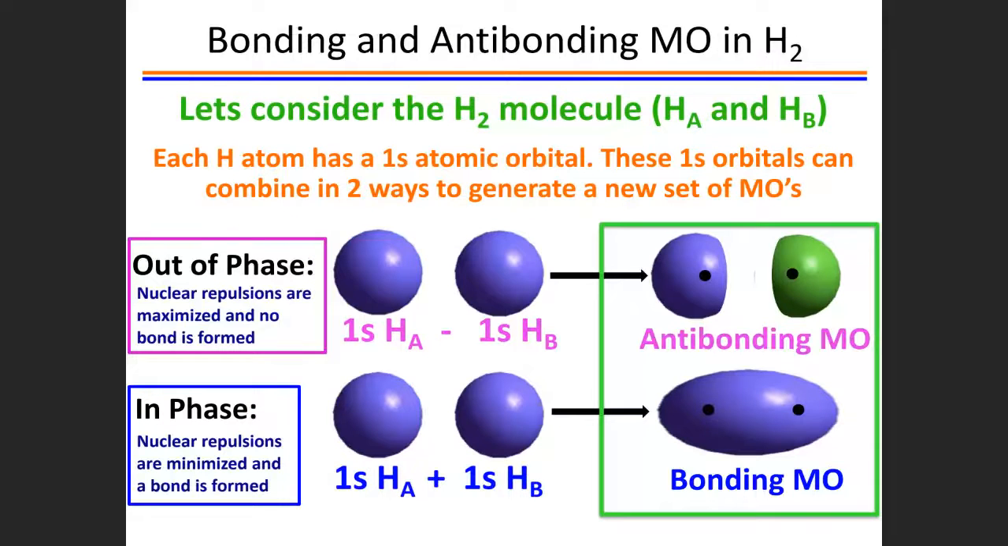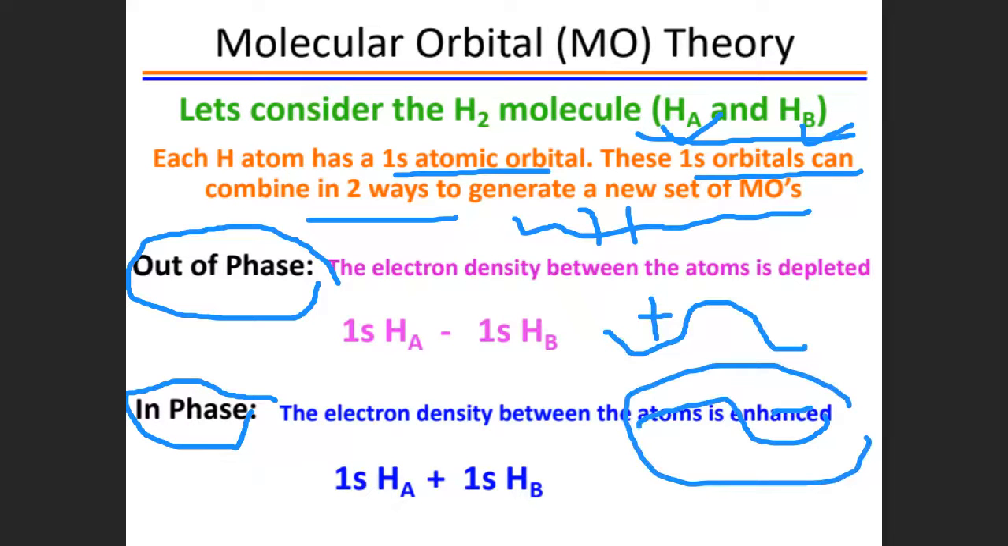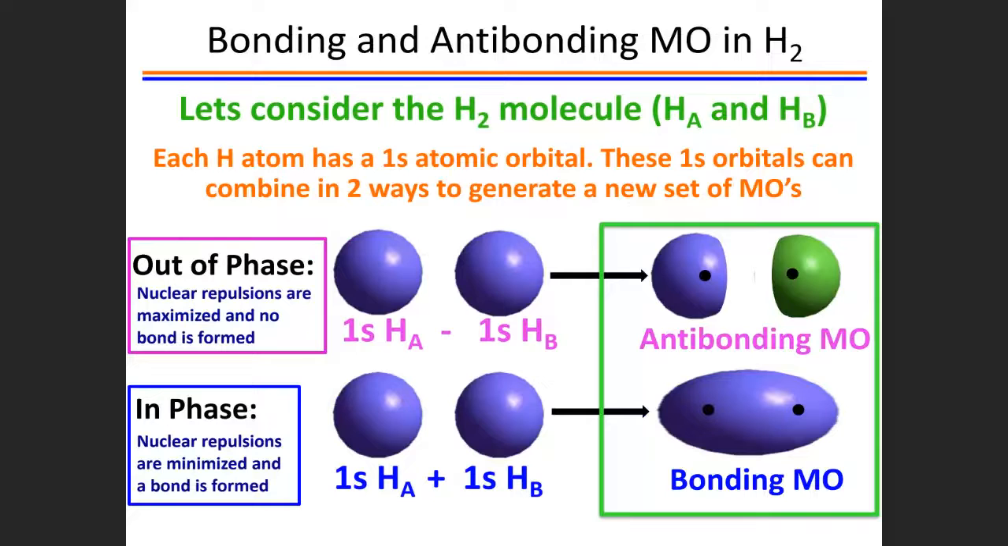But out of phase, the density between the atoms can be depleted. How? Maybe we have two waves, and maybe on one we have an electron but on the other we don't. If we don't have sufficient electron density between the two atoms, then the electron affinity is not enough to make the bond. Maybe the electron is on the other side, so they cannot make a bond, and this is called the antibonding.